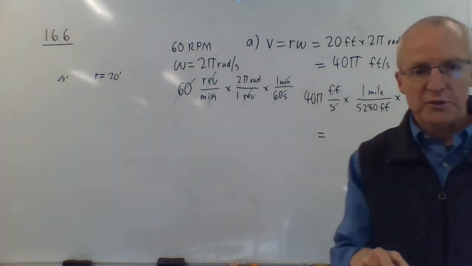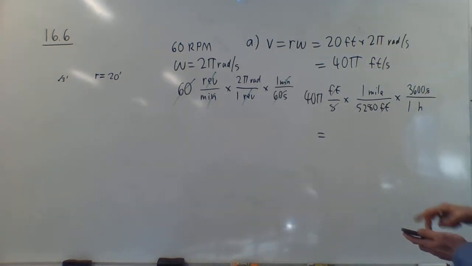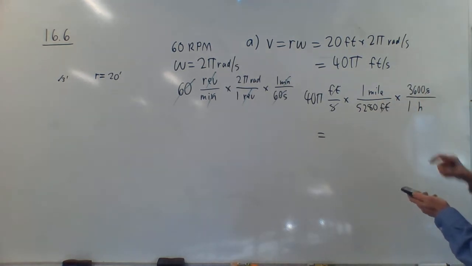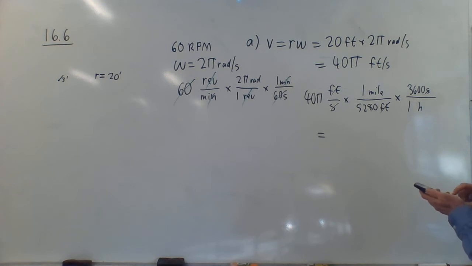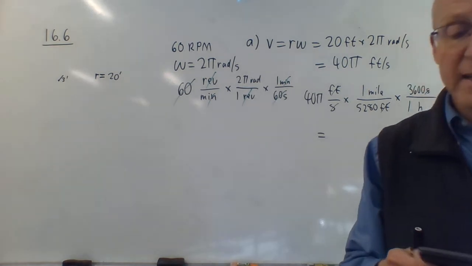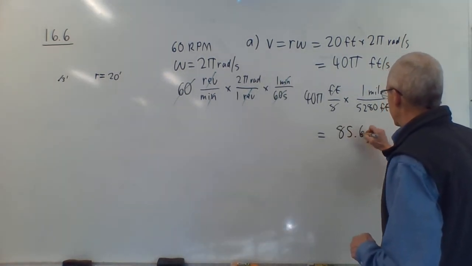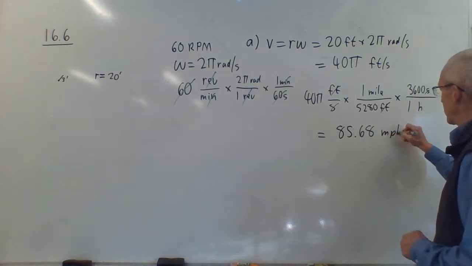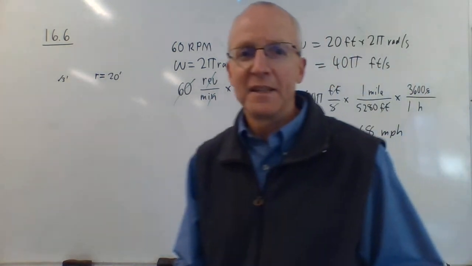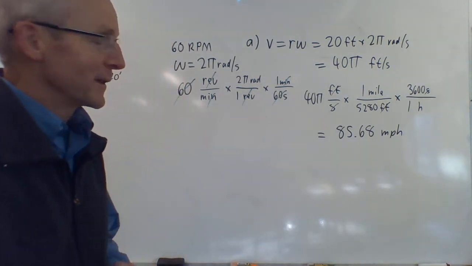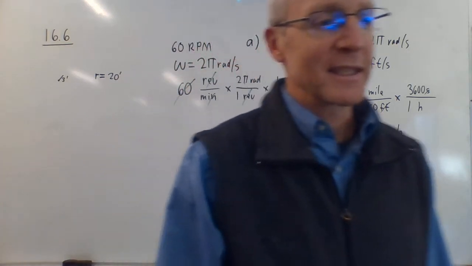And they got an actual answer, so let's make sure we get their answer. So they go 40 times pi times 3600 divided by 5280, and that's about 85.679. Let's say 85.68 miles per hour, which is pretty darn fast, right? This ride is really whipping around. Imagine going 80 miles an hour in a circle on a merry-go-round. So, maybe a little unrealistic.